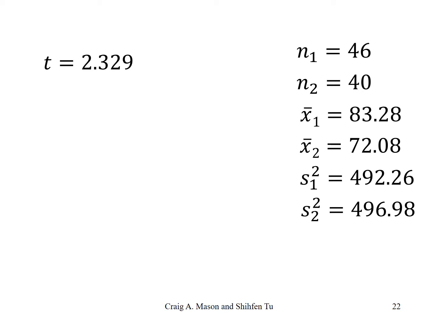The degrees of freedom formula for the two independent sample t-test is n1 plus n2 minus 2. So we plug in 46 for n1 and 40 for n2, which, after subtracting 2, gives us 84 degrees of freedom. Now, let's write it in proper notation as if we were reporting this in a journal article, and we have t with 84 degrees of freedom is equal to 2.329. All that's left at this point is to calculate our p-value and confidence interval.